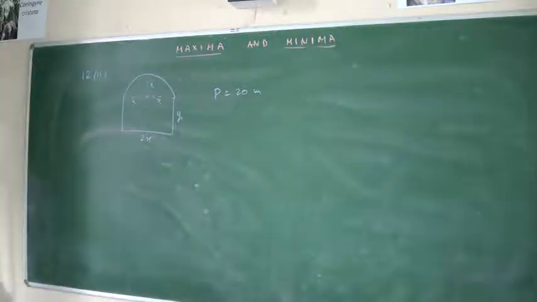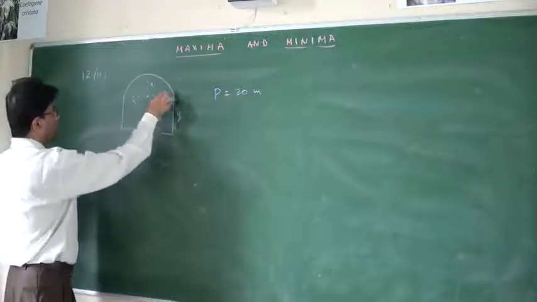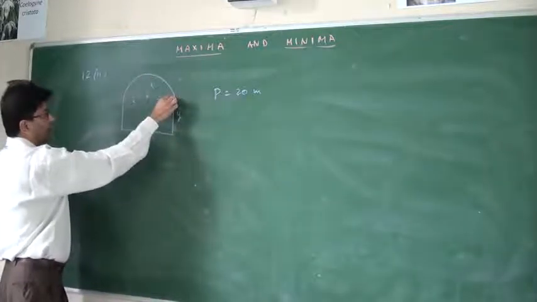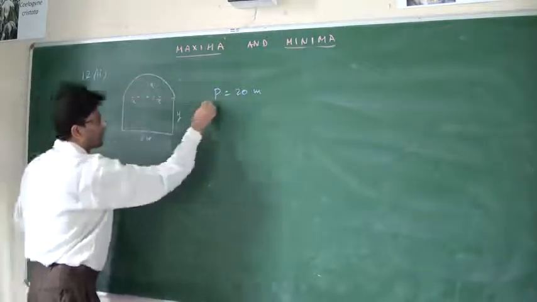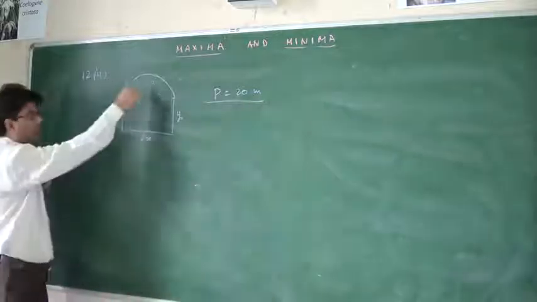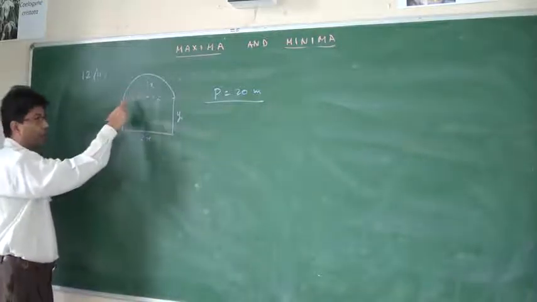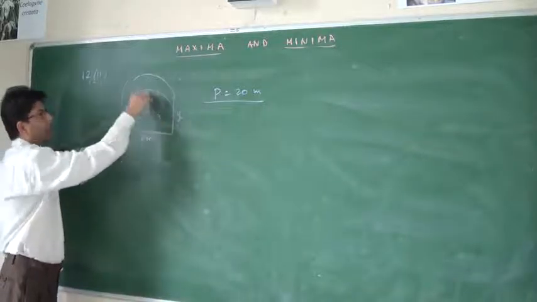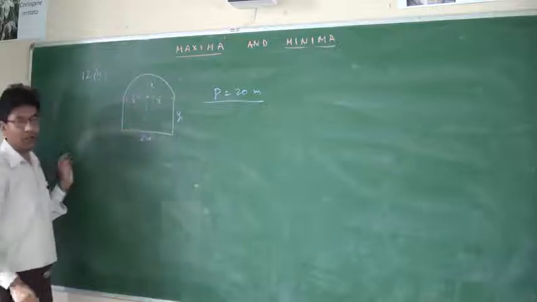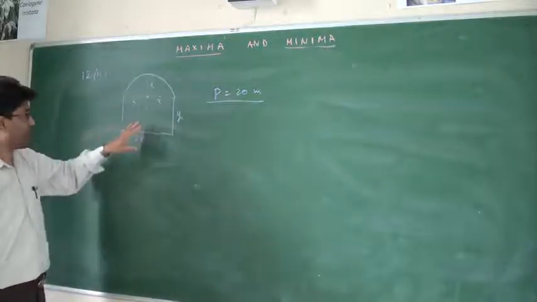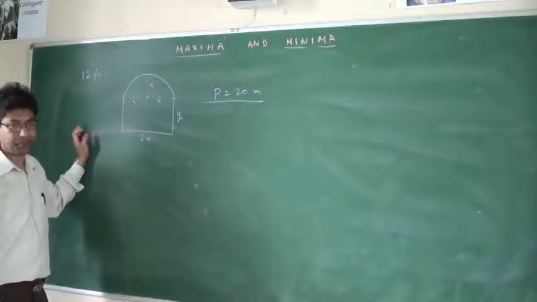So this is the figure. This is one rectangle, upper part is semicircular. The perimeter of this figure is given, 20 meters. You have to find out the area. You have to find out the dimensions, means length, breadth, if possible height also, so that this area is maximum.